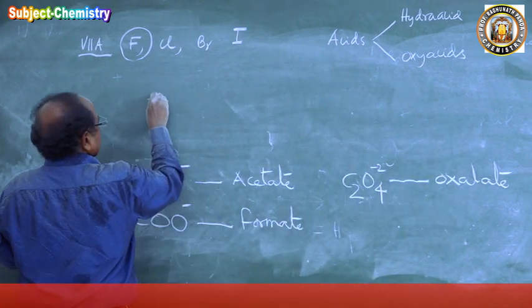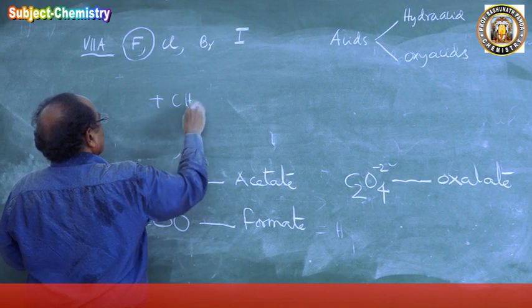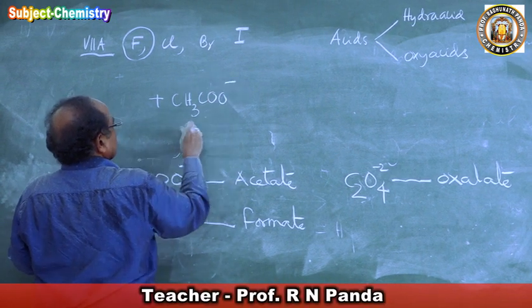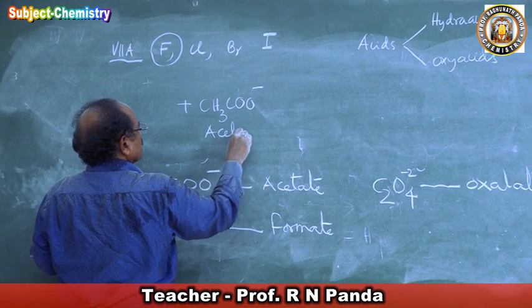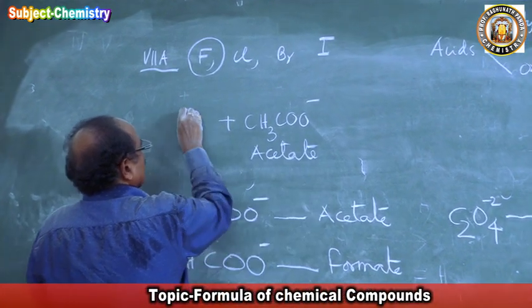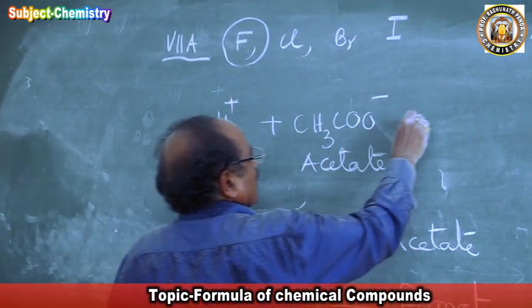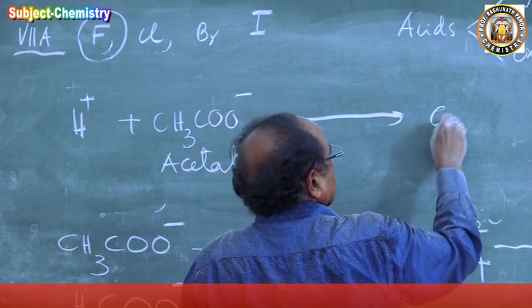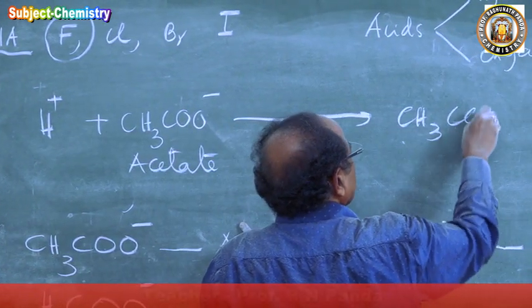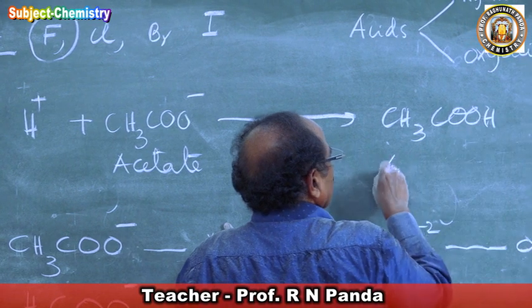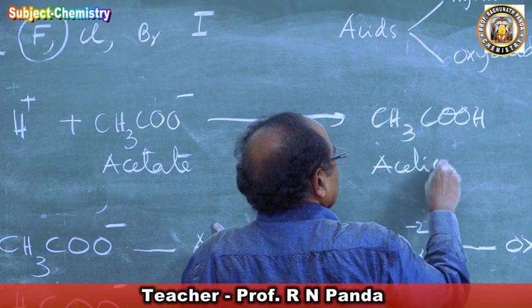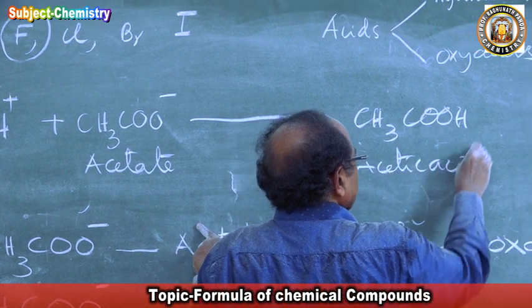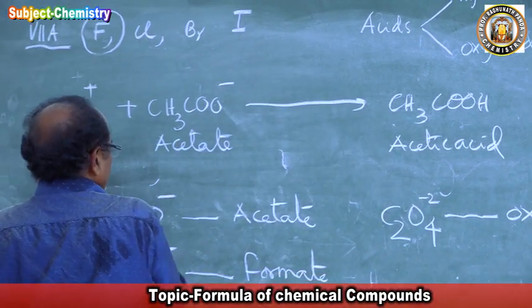CH3COO minus is acetate. It will combine with H plus and form CH3COOH, acetic acid. Acetate, minus ATE plus IC acid.